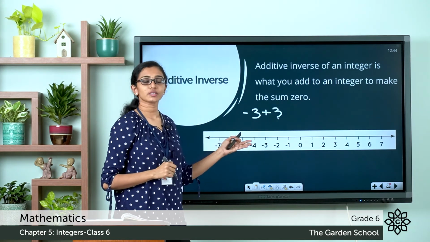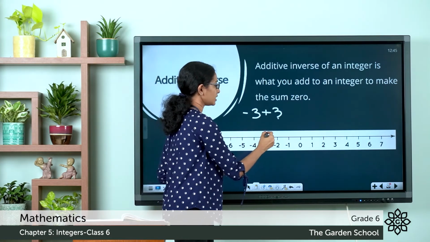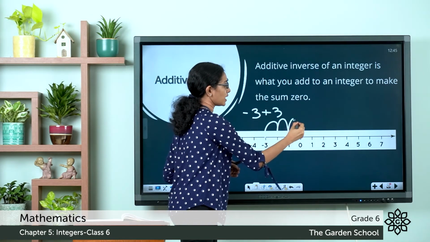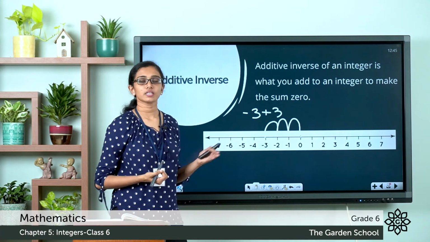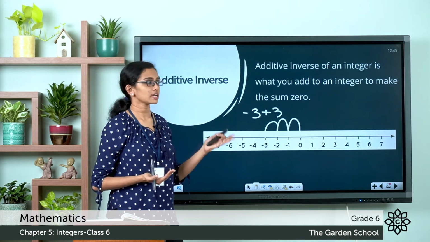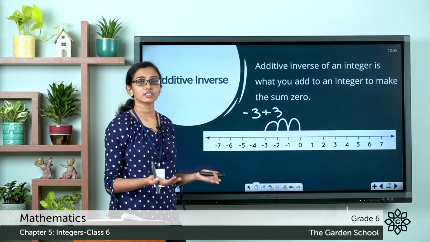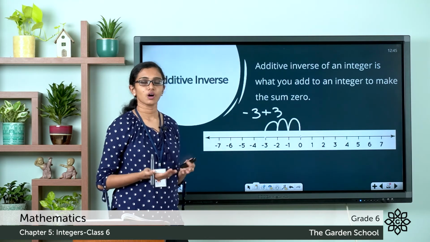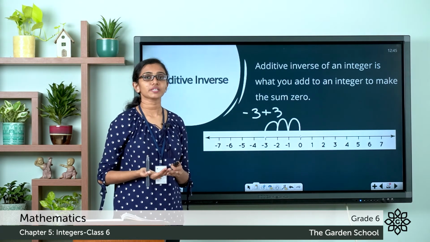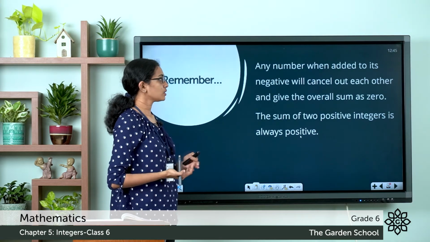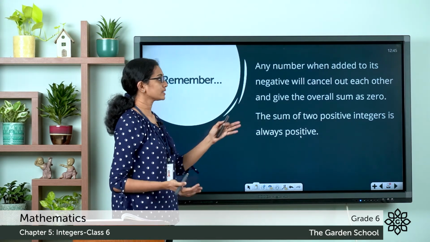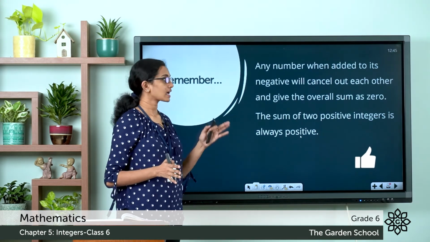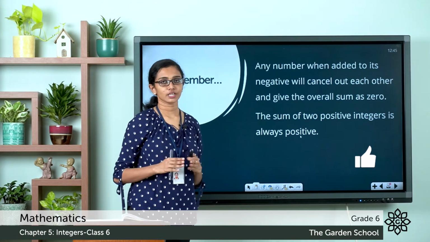Let's see that using the number line. From minus 3, you are going to take 3 steps forward and you reach the point 0. See, the sum is 0. So that is, additive inverse is what you add to an integer to make the sum 0. Hope this is clear to you. So you have to keep in mind that any number when added to its negative will cancel out each other and give the overall sum as 0.